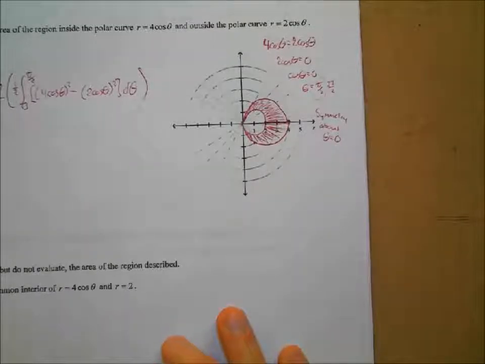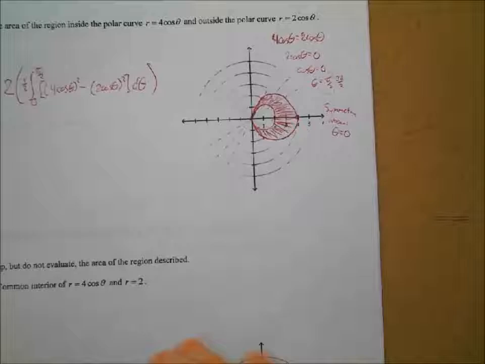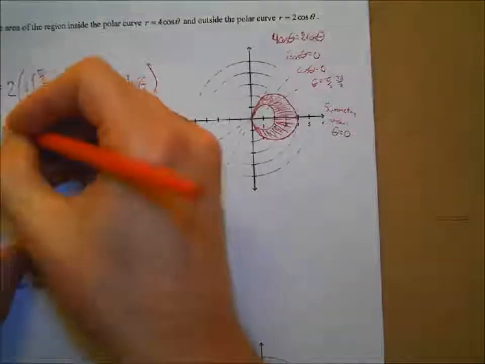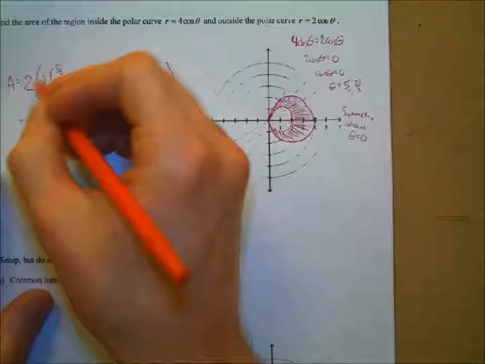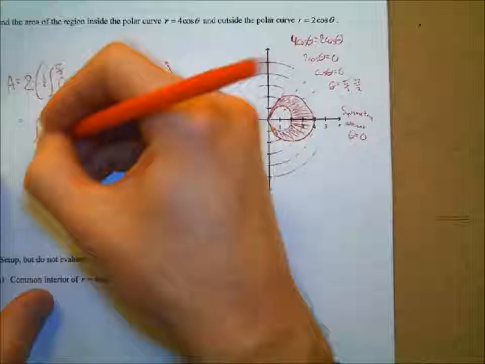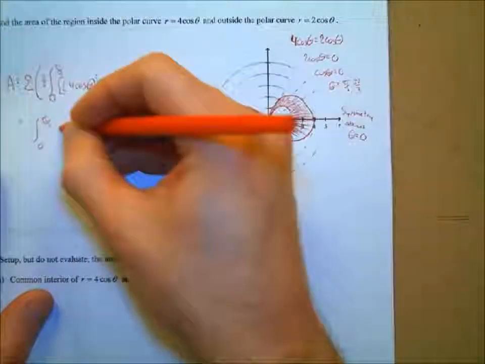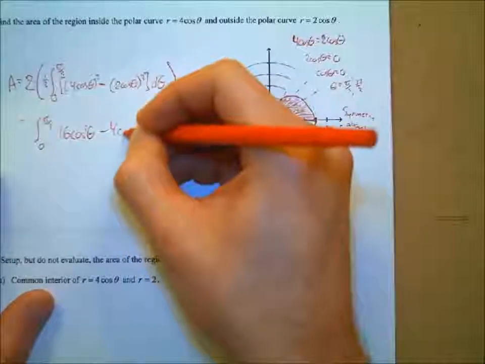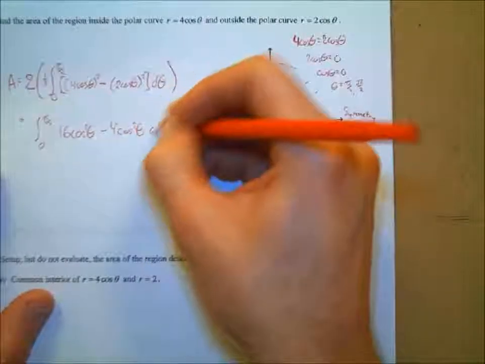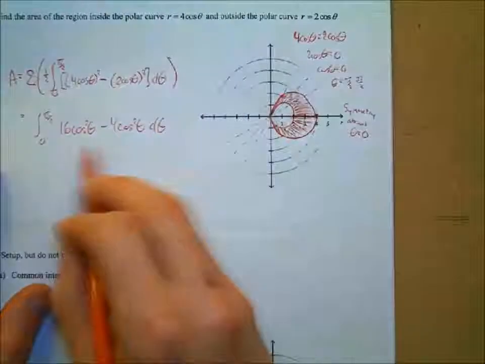Okay, so what I also want to do here is show you that we can work this out, just in case you would need to be able to do something like this. The 2 times the 1/2 would simplify there. We'd end with 0 to pi over 2 of 16 cosine squared theta minus 4 cosine squared theta d theta. Which of course now we have like terms we can combine here.